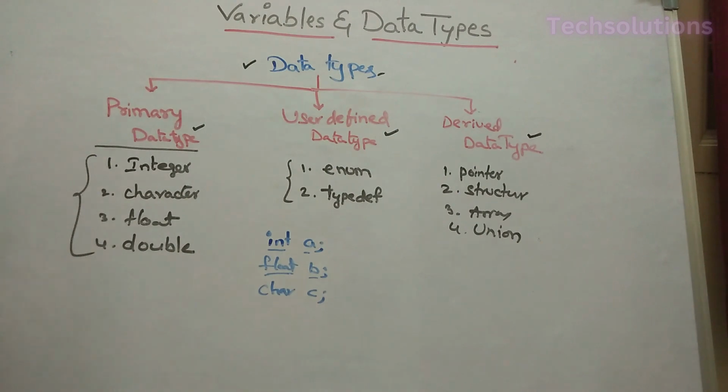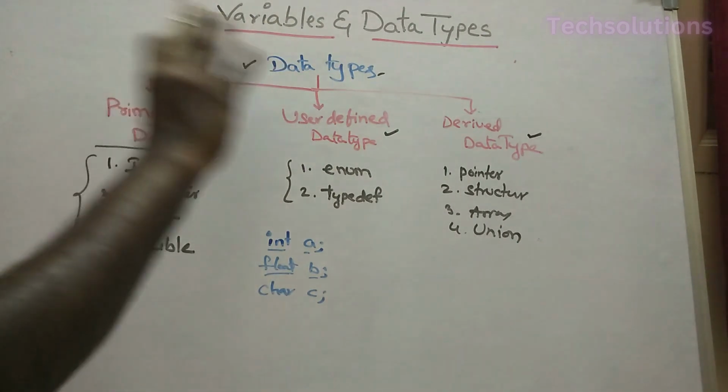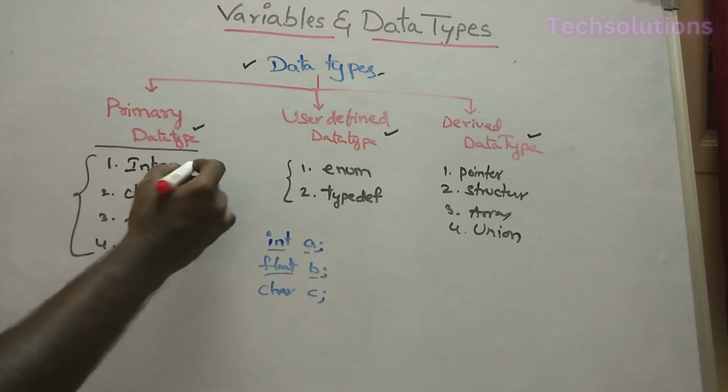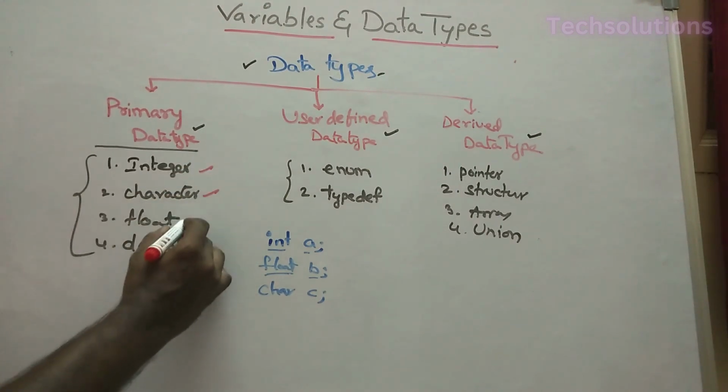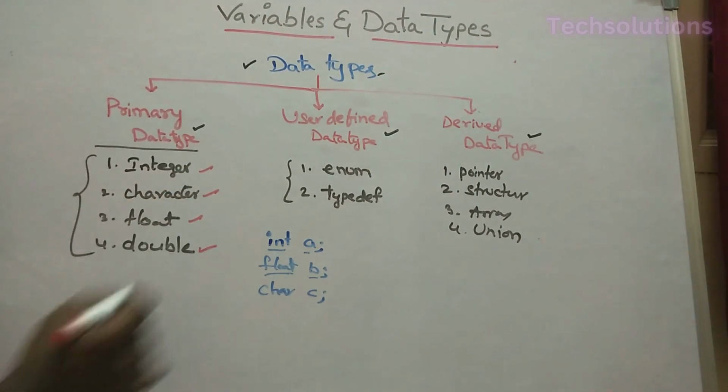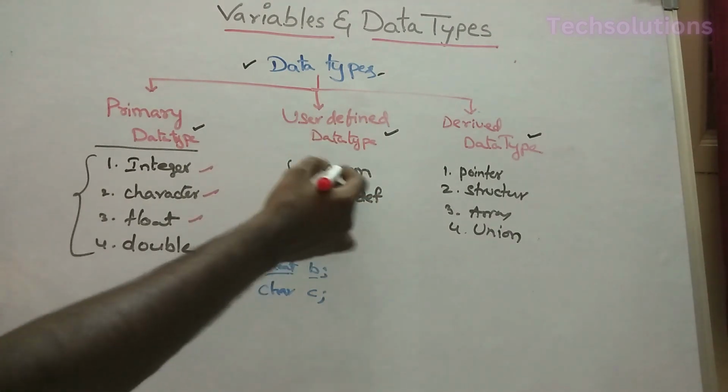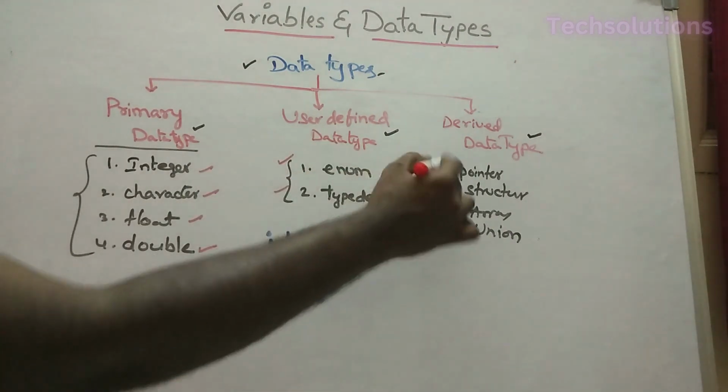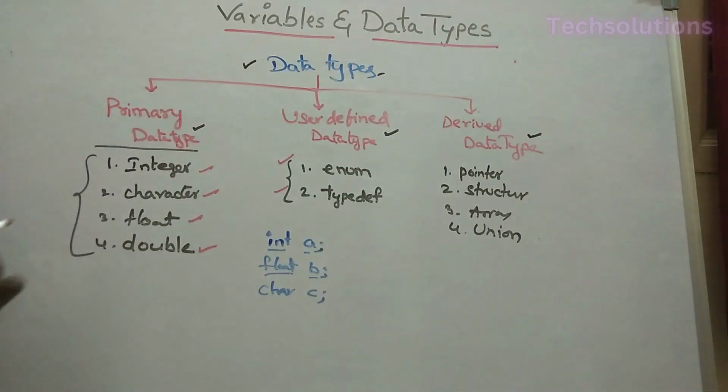And what is the size of integer? What is the size of float? What is the size of character? I will see them one by one. Now, clear? These are the main different types of data types. Now I will explain what is meant by integer, character, float, and double. In later classes, I will explain enum, typedef, pointers, structures, arrays, and unions.